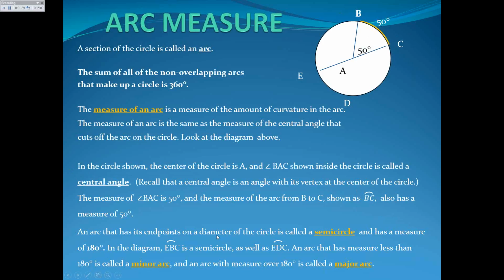An arc that has its endpoints on the diameter of the circle is called a semicircle. Of course, if we had the arc all the way around there, that semicircle would be 180 degrees. And an arc that has a measure less than 180 is called a minor arc. So this one right here would be a minor arc. It's less than 180. And an arc with a measure over 180 is called a major arc. So if I wanted to say the arc from C all the way over to B, you see that's more than 180 degrees, and that would be called a major arc.